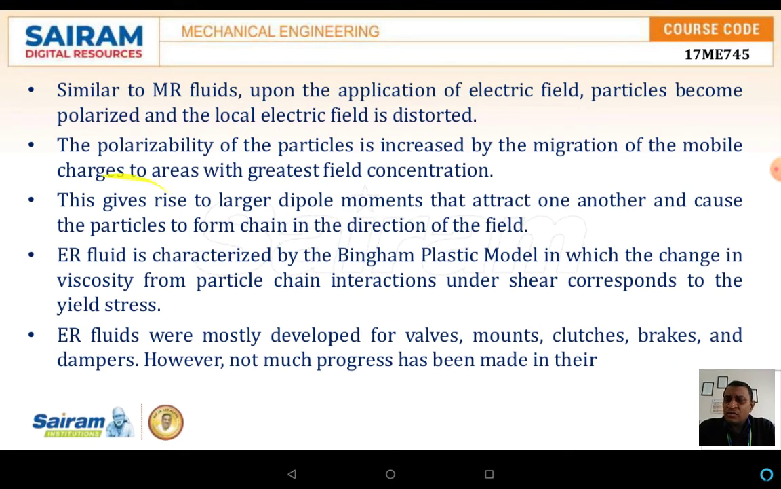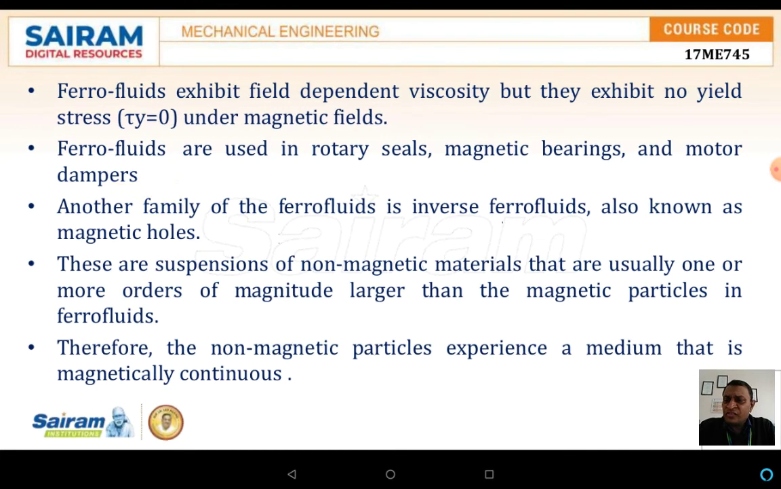Now, in the next topic, the ferrofluids is not required.